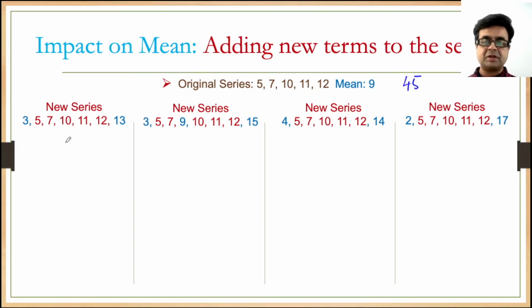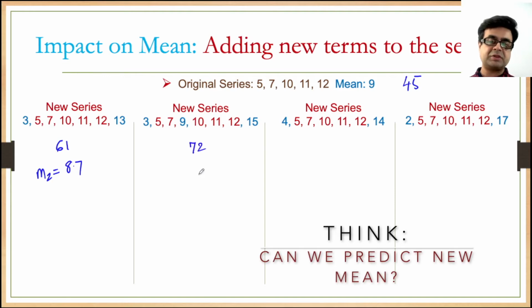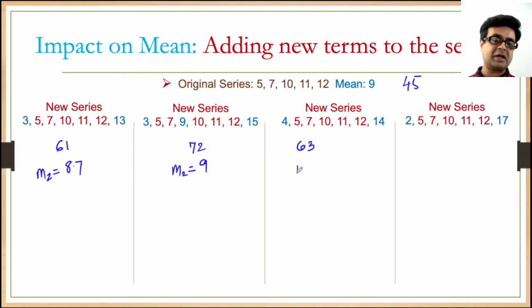For example, the sum is going to be 61 and the mean is going to be 8.7. In this series, the sum is going to be 72 and the mean 9. In this case, the sum is going to be 63 and the mean is going to be 9 again.